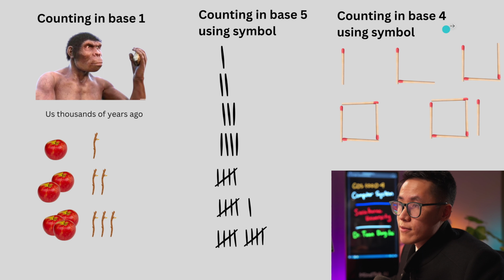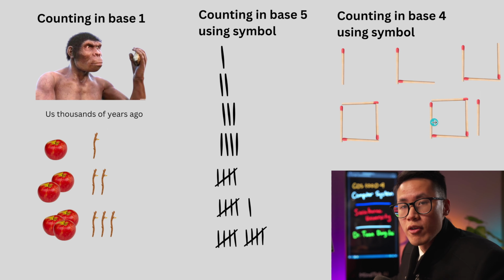Because this is base 4, how would I go from 4 to 5? I will need to repeat the pattern. I will keep the square, which represents 4 objects, and then use another stick, so this one would be 4 plus 1, which is 5 objects.